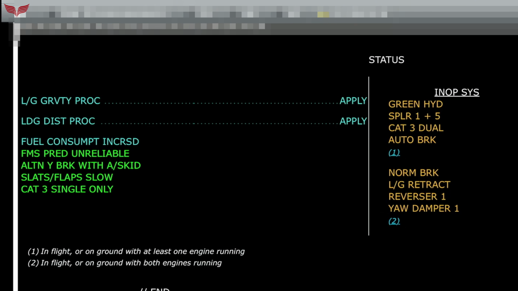Inoperative systems: what is operationally relevant and what is not so relevant in the given conditions? Green hydraulic lost. Spoilers 1 plus 5. Well, on a 4,000 meters runway, that doesn't really matter. Cat3 dual. In CAVOK weather, that doesn't really matter. Auto brake. Okay, we still have manual braking. Normal brake. Oh, we don't have normal braking, but we have alternate braking. Landing gear retraction. Now, that is the greatest threat in case of a go-around. Yaw damper 1. Remove status, ECAM actions completed.